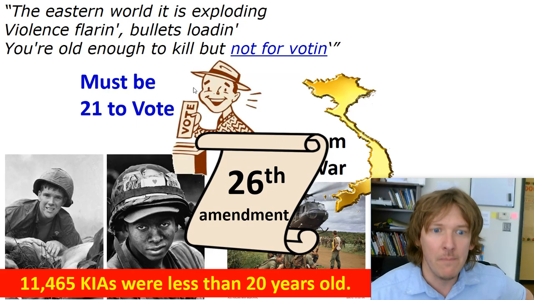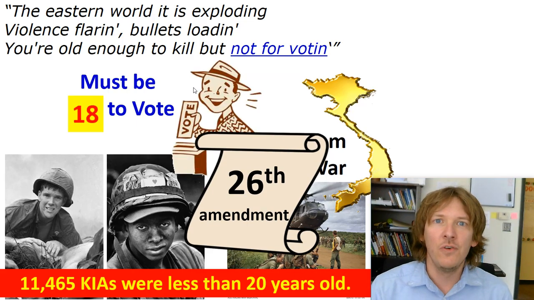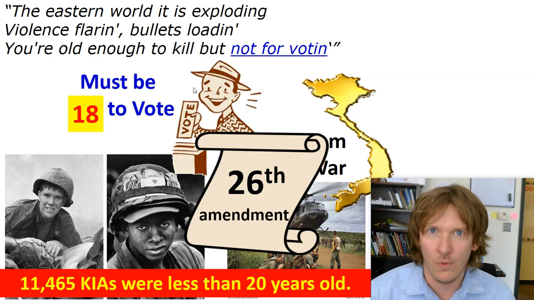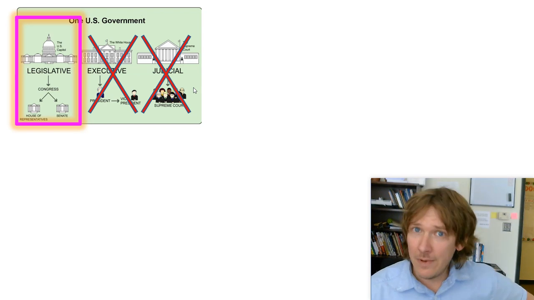So the 26th Amendment to the U.S. Constitution will lower the voting age to 18. Good, cool. Now you can go die and you can vote at the same time. Great, but whatever. How do we add amendments to the Constitution?